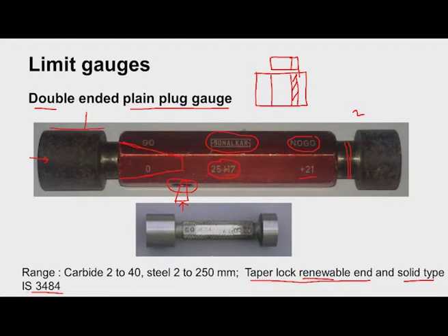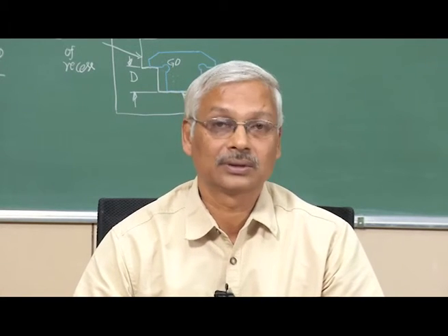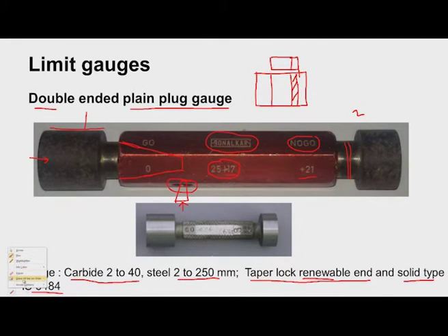And what is the range of availability? If they are carbide coated or carbide gauges, then the range is from 2 millimeter up to 40 millimeter. If it is hardened steel, gauges are available from 2 millimeter to 250 millimeter diameter. Also, if there is a special requirement, they can be built as per the customer's requirement.